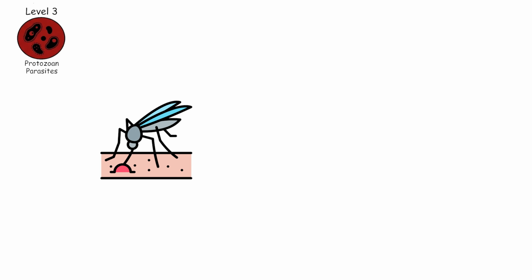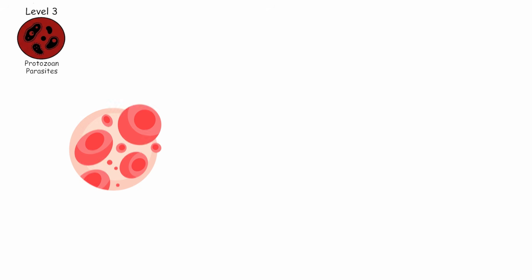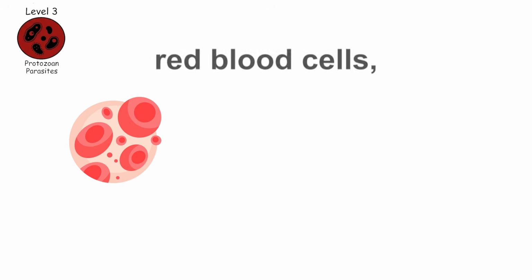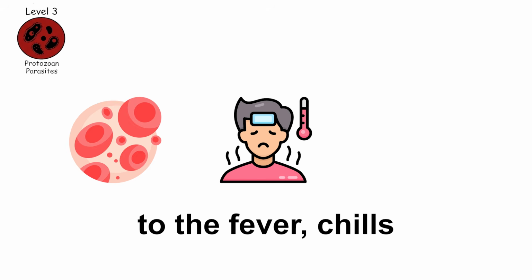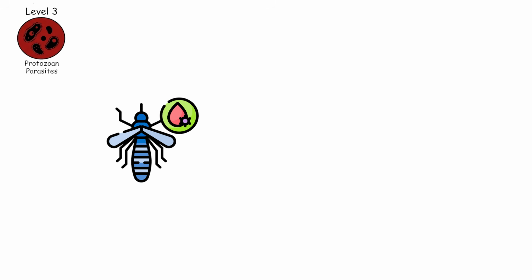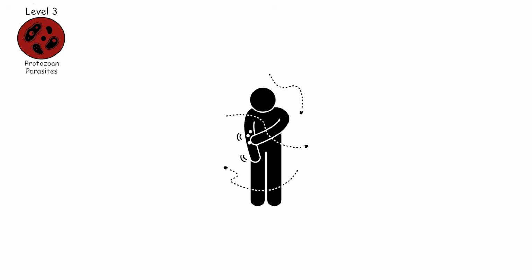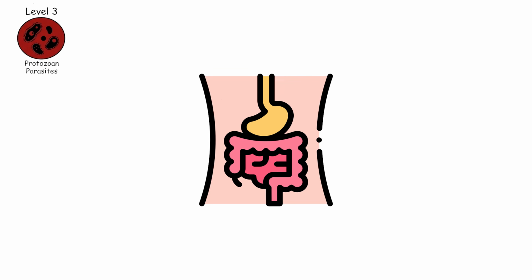When an infected mosquito bites a person, the parasite enters the bloodstream and begins reproducing inside the body. As it multiplies, it destroys red blood cells, which leads to the fever, chills, and weakness associated with the disease. Malaria has affected human populations for thousands of years and remains one of the most widespread parasitic diseases in the world. Other protozoan parasites infect the digestive system.